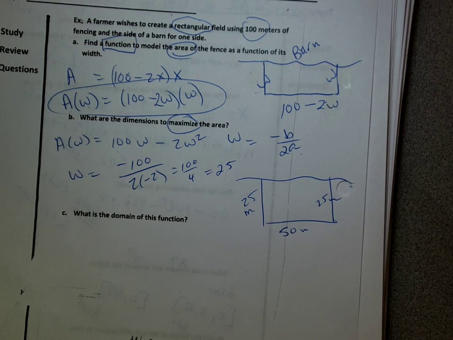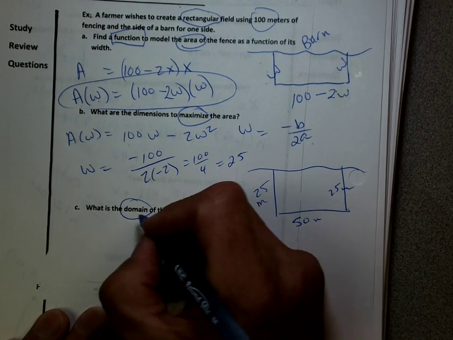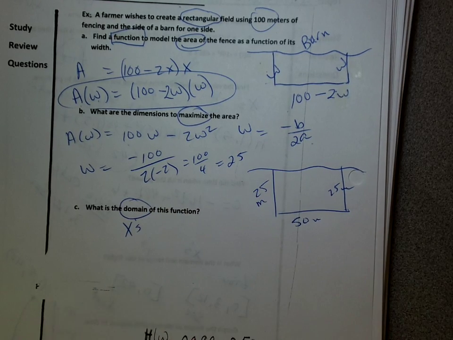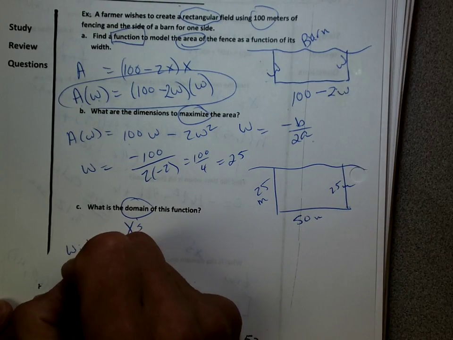Now what's the domain of this function? Well, you got to think about what's going on. The domain has to do with the x values. In this problem, though, the x values has to do with the width. So the domain has to do with the width.